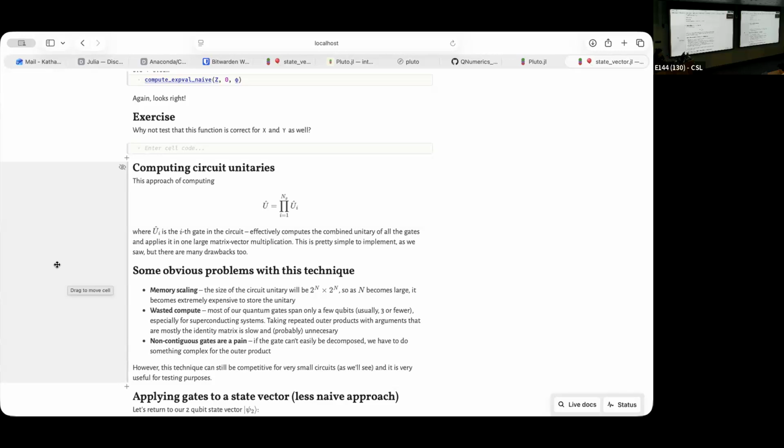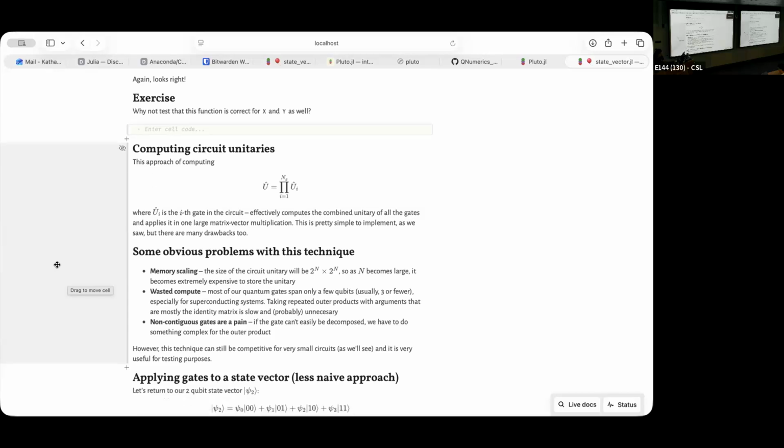The other reason this is maybe not the best idea is that most of the quantum gates we're looking at are local, so they only apply on a few qubits, usually 3 or fewer. There are some exceptions to this, but generally this is the case, partly because for experimental reasons, implementing gates on large numbers of qubits is really hard. And again, this is especially true for superconducting systems. So if we're taking these repeated outer products to construct a unitary over all of the qubits, we're effectively wasting a huge amount of compute on just totally spurious calculations, where we're just doing the Kronecker of the identity matrix with itself over and over again.